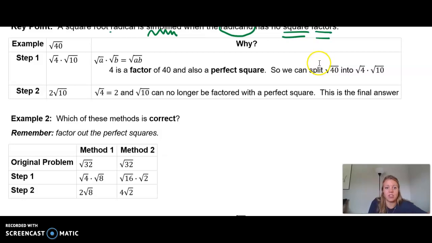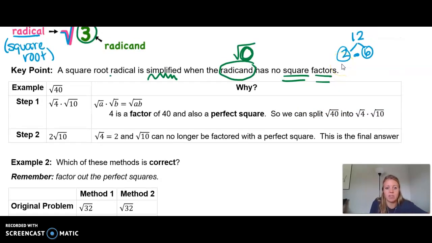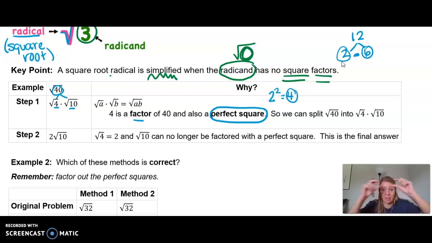So why? Let's look at this example. Here we have the square root of 40. And we want to simplify it so that there's no perfect square factors on the inside. So notice we split this up into 4 times 10, because 4 times 10 is 40. But 4 is a factor of 40, and it's also a perfect square. When we're saying a perfect square, that's referring back to the table we did at the very beginning, right? 2 squared is 4, right? So 4 is one of those perfect squares.